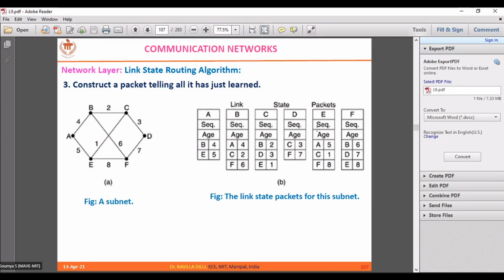Something very similar to what we have seen earlier. Just see that it has two extra entries, which are known as sequence number and the age. Now why this is important is because it should know. These are all updated periodically.